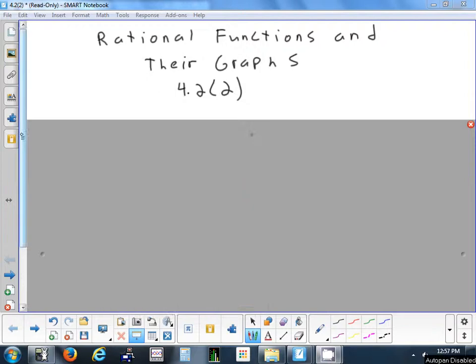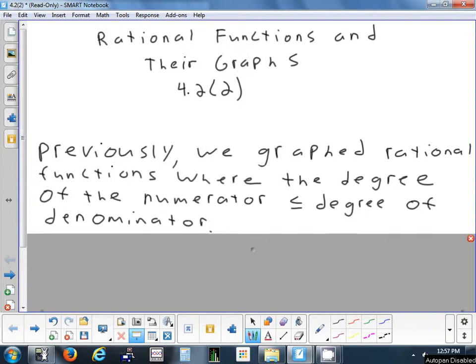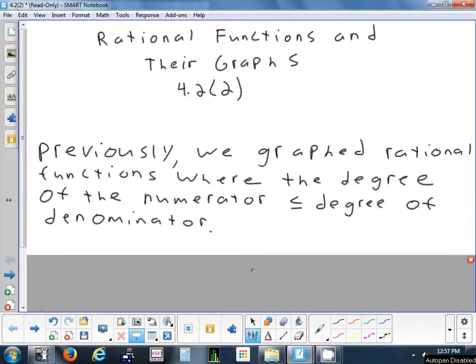Okay, so we're going to finish up section 4.2, which is on more graphing. The kind of graphs we did yesterday fit this description. In all of the graphs, the degree of the numerator was less than or equal to the degree of the denominator. So basically that would leave you with end behavior models that were something like this.